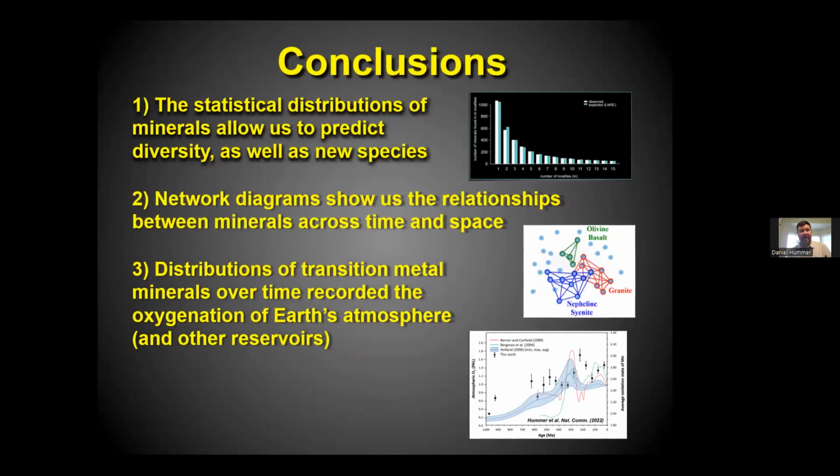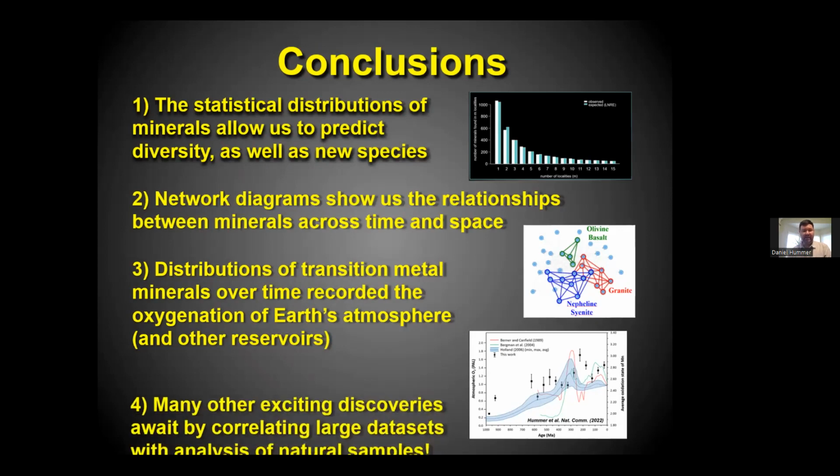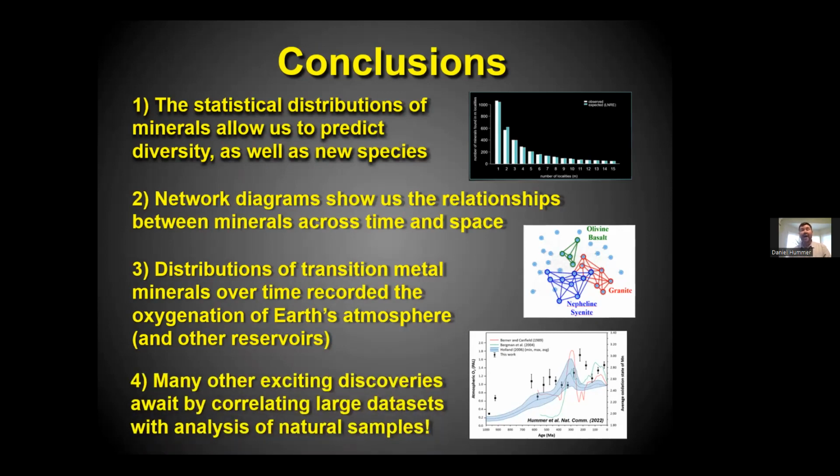So I'll just wrap up there and put some conclusions up there. We can use statistical distributions of minerals to allow us to predict new minerals and actually find them. We can use network relationships in order to predict where minerals will occur at specific points on Earth and learn things about geologic history in those particular locations. And then we can also use global data sets, as I just showed, to kind of summarize major geochemical changes across Earth's history. And I think that's going to be a really exciting new frontier. So I will wrap it up there.